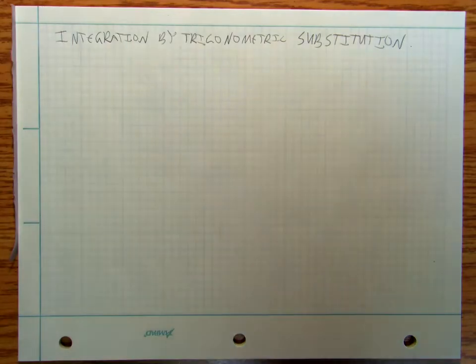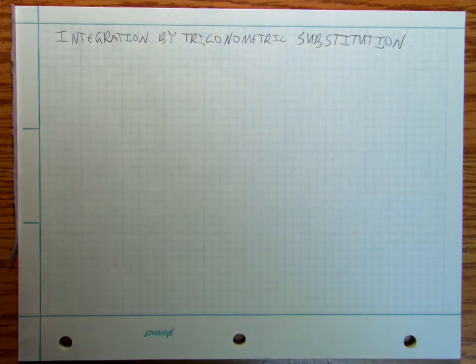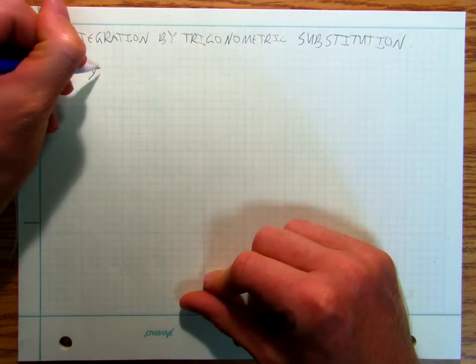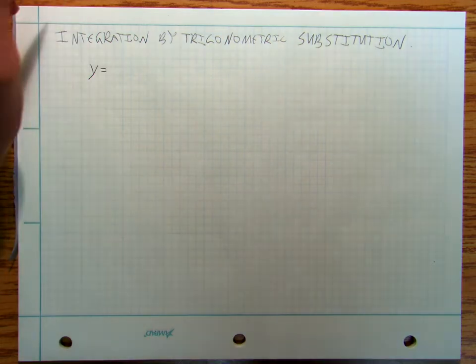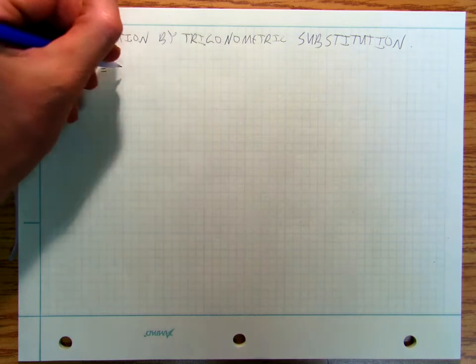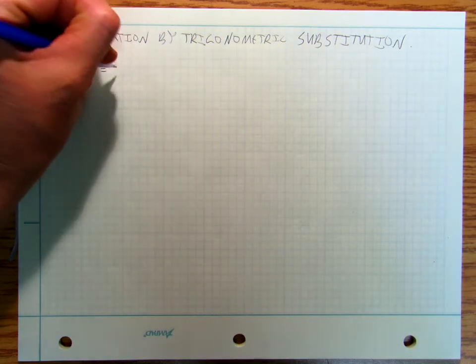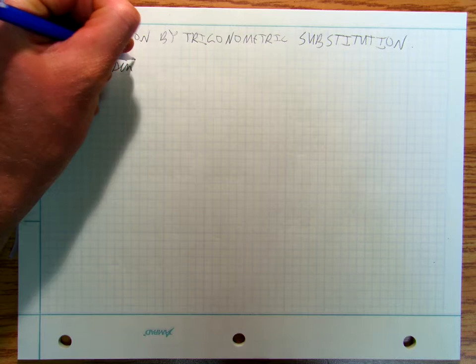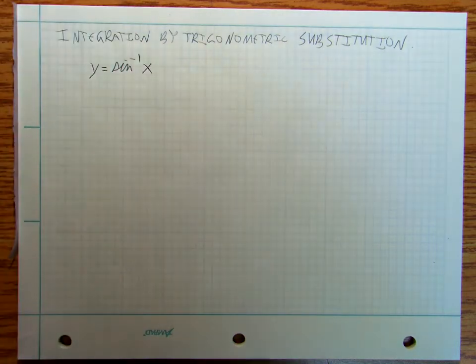Okay, so now we're going to do a few videos on integration by trigonometric substitution. And basically what it comes down to is you're going to remember when we were doing some differentiation, implicit differentiation, we were looking at something along the lines of y equals sine inverse of x.